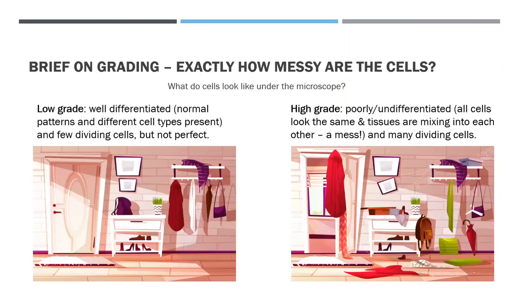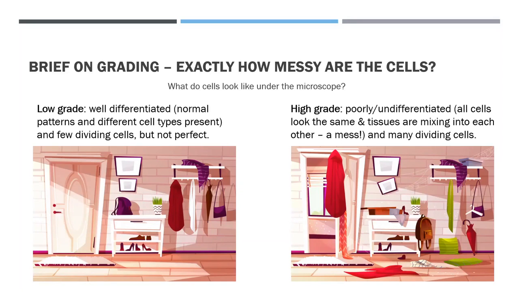Alright, let's have a brief on grading. Grading tells us exactly how messy the cells are. What do these cells look like under the microscope? Well, if it's a low grade, the cells are well differentiated, and the normal patterns in different cell types can be seen, with fewer dividing cells.